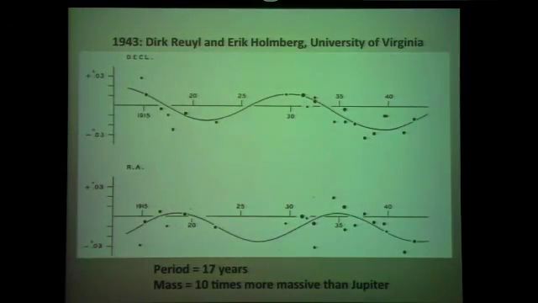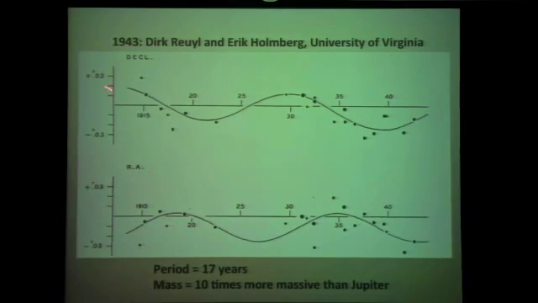It's also a fairly close star. And two astronomers at the University of Virginia, Reuter and Holmberg, announced that they had discovered a planet 10 times more massive than Jupiter, 3,000 times more massive than the Earth, in a 17-year orbit around one of the stars in the 70 Ophiuchus system. They didn't know which star.